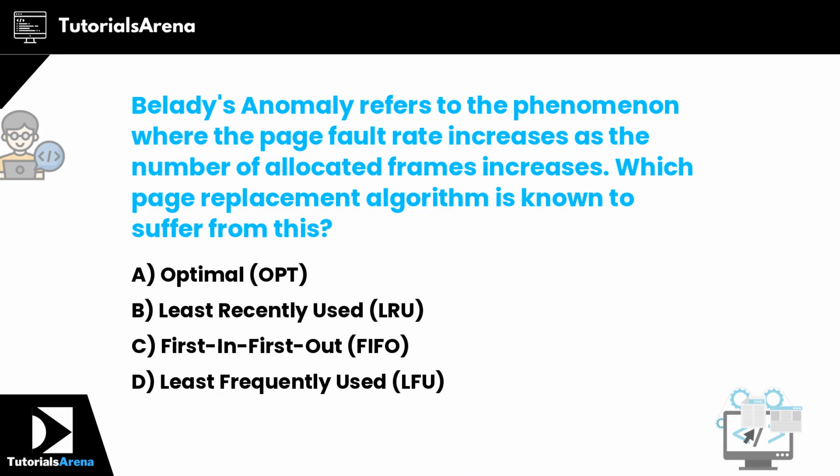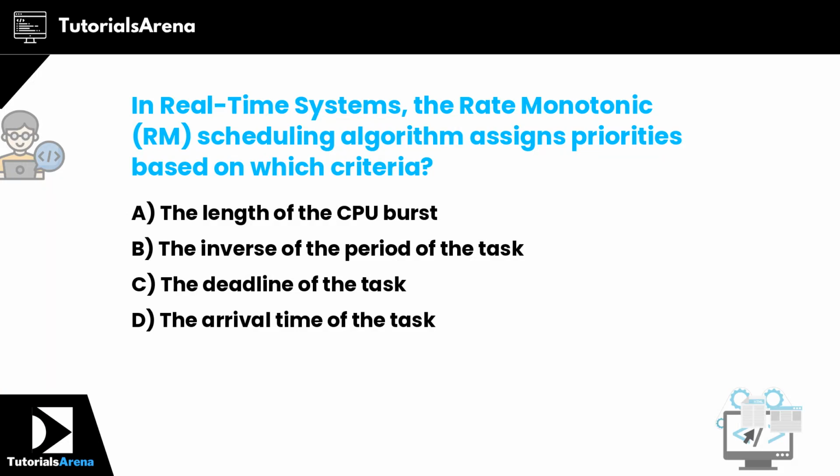Belady's anomaly refers to the phenomenon where the page fault rate increases as the number of allocated frames increases. Which page replacement algorithm is known to suffer from this? The correct answer is option C, first in first out, FIFO. In real-time systems, the rate monotonic (RM) scheduling algorithm assigns priorities based on which criteria? The correct answer is option B, the inverse of the period of the task.